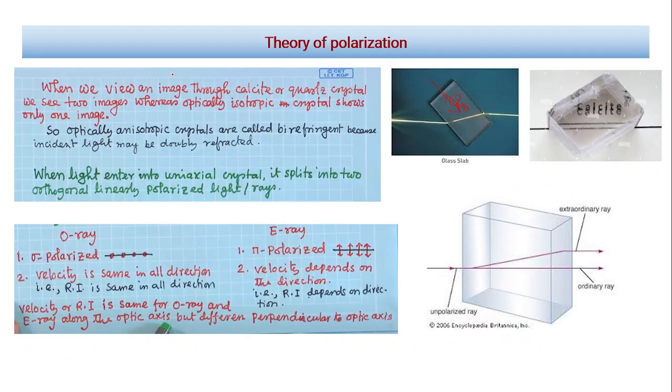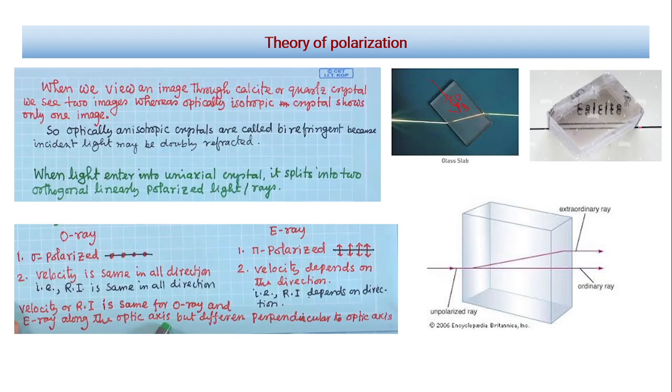Okay, so when we view an image through a calcite or quartz crystal, we see two images, whereas an optically isotropic crystal, like glass, shows only one image. So here you see only one light coming out, whereas this is calcite and we see two images. Even the word calcite is doubled here. This happens when the optic axis is perpendicular. That time we don't see two lights coming, but we'll see why it's happening.